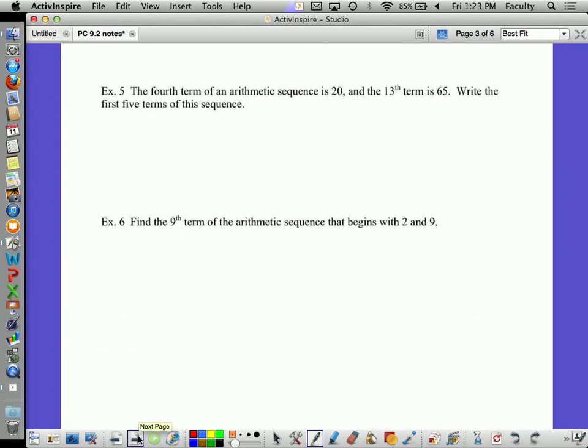Do you see that? So now it's like, okay, that frees us up that we don't need to guess. All right, this next one, I'm going to give you a head start on me. It says, in example 5, the fourth term of an arithmetic sequence is 20, and the 13th term is 65. Write the first 5 terms of this sequence. So I want you to think a moment. Try a few things. Second period, they gave me 2 different ways to do it, and I gave them a third way. So there isn't just one way to do it.